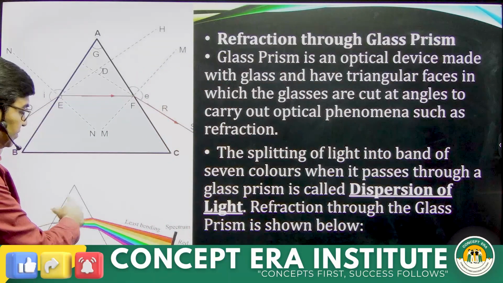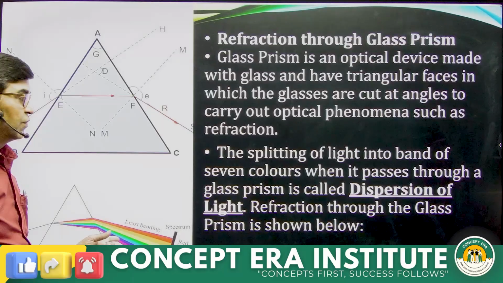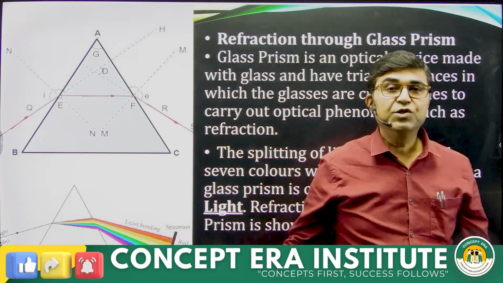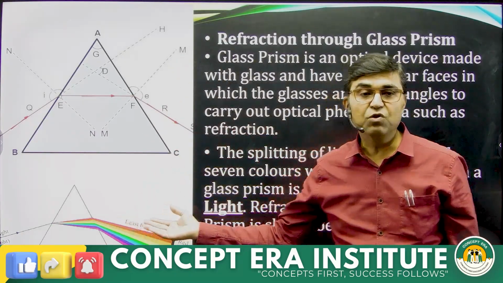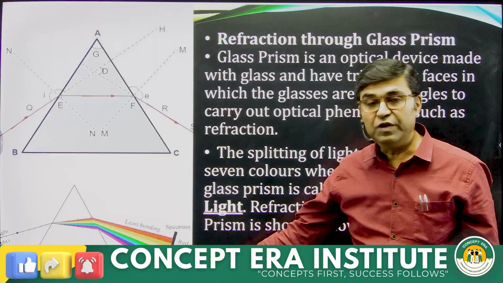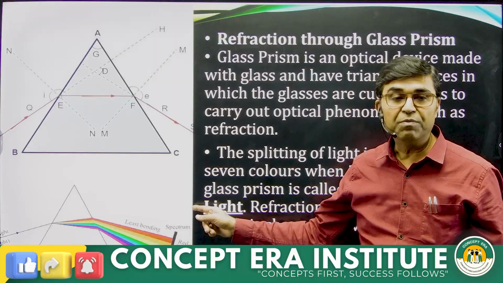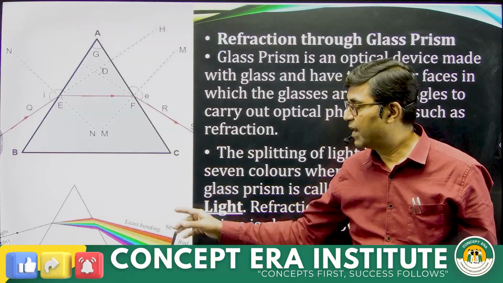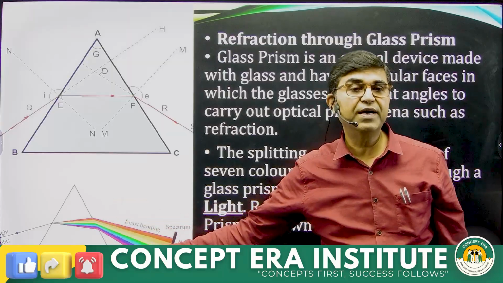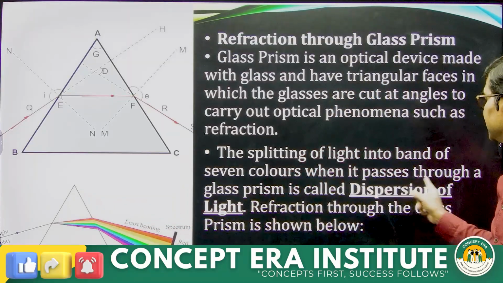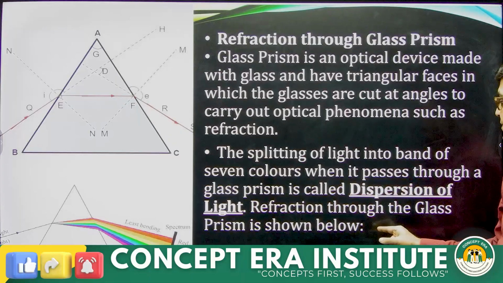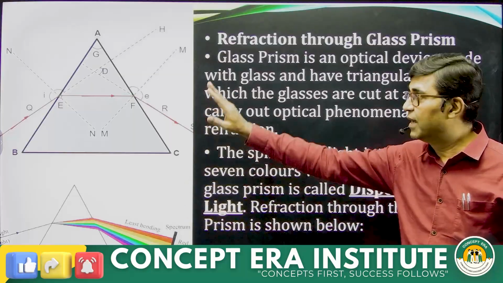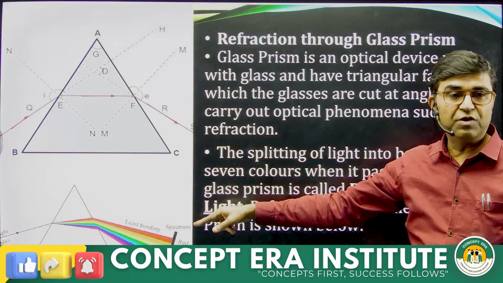The second diagram is known as dispersion of light. When the white light, after passing through a prism, is split into its component colors, the VIBGYOR, red being the topmost, violet being the downmost, this is known as the spectrum. And this particular phenomenon of splitting of white light into its component colors is known as dispersion of light. Both these diagrams are important from the exam point of view.